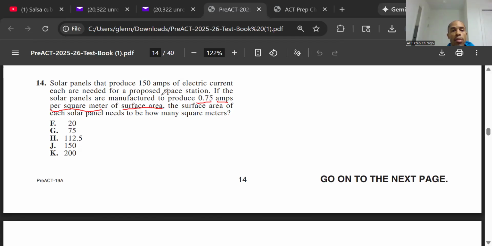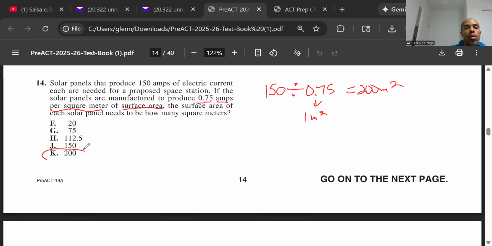They want to find out how many square meters the surface area should be. So if 0.75 amps represents 1 square meter, and we have 150 amps, we're talking about the total for the panels, right? So we would ask how many times 0.75 goes into 150, because every 0.75 represents 1 square meter, or 1 meter squared. So if we find out how many 0.75s are in 150, that would be how many square meters. Hope you understand that. So we do 150 divided by 0.75, and we get 200 square meters. We can say meters squared, right? Because there are 200 0.75s in 150. So the surface area of each needs to be 200 square meters.